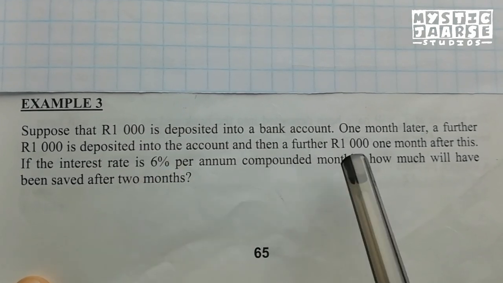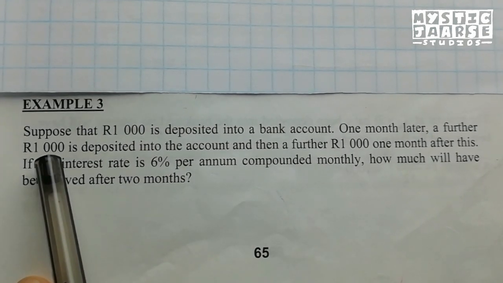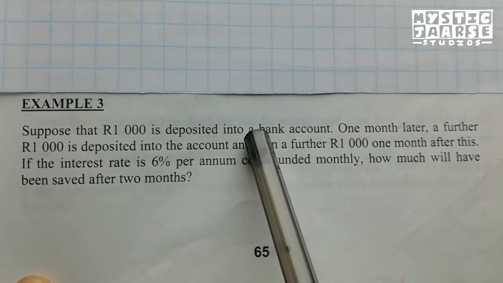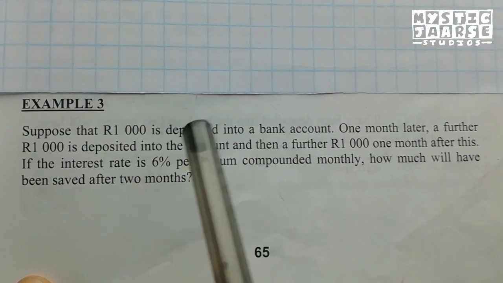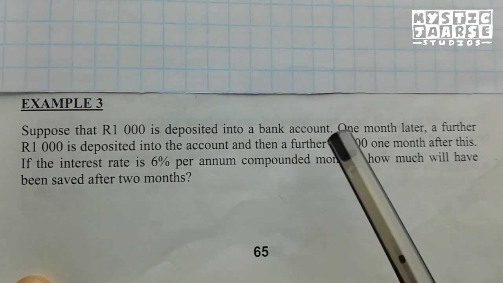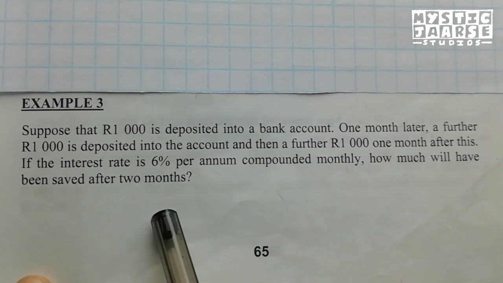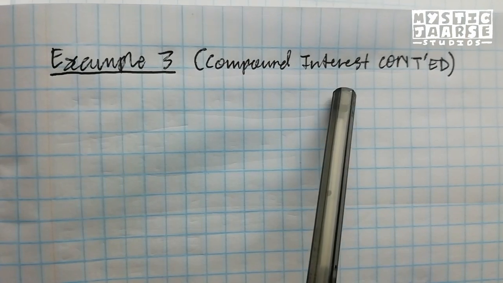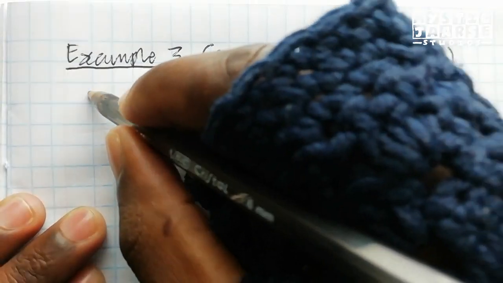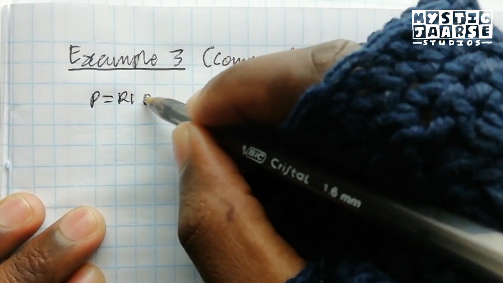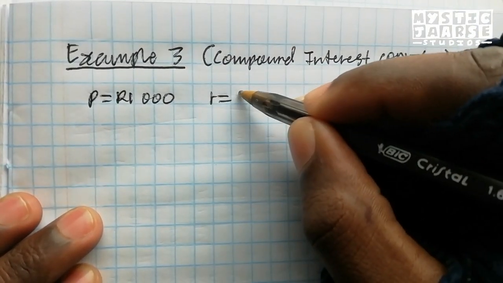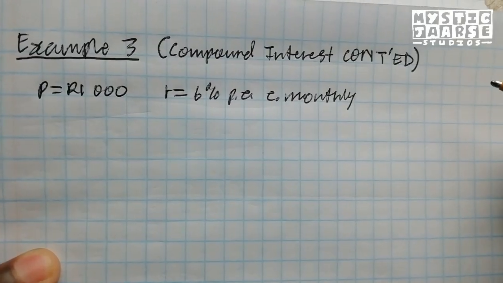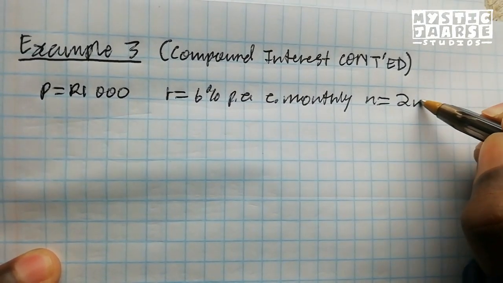Now, in this example, instead of putting one principal amount into an account and then watching it grow, they keep depositing that same amount each and every month. So this causes the principal amount to grow, and then another principal amount is added, and then they both grow, and then another principal amount is added, and all three of them grow as the investment period continues. This is basically a compound interest question that continues. Our principal amount is 1000 rand and our interest rate is 6% per annum compounded monthly. Investment period is 2 months.